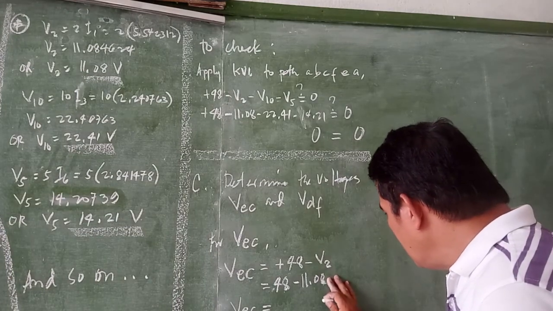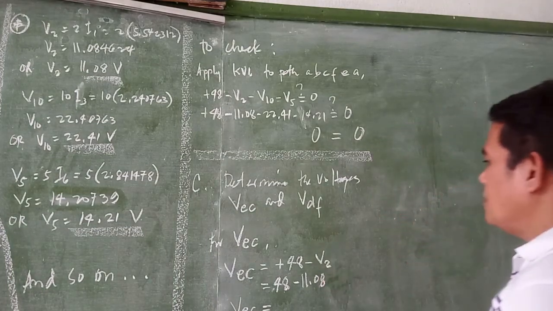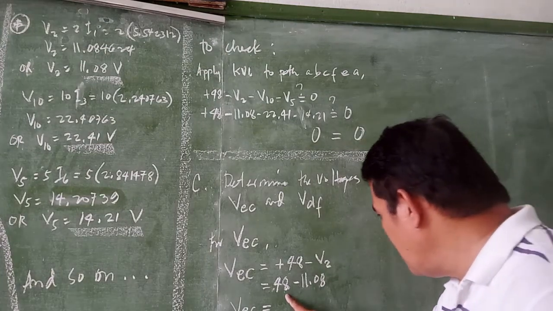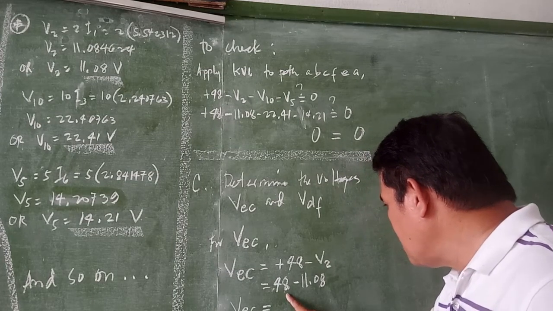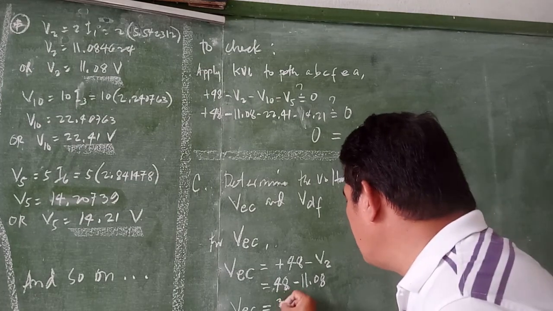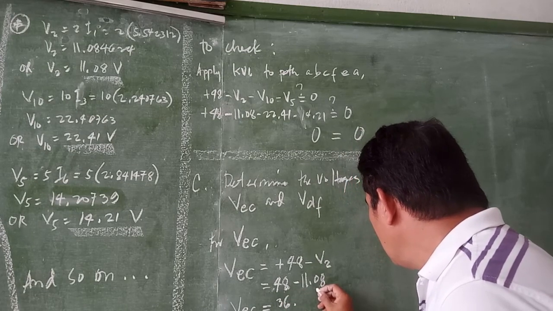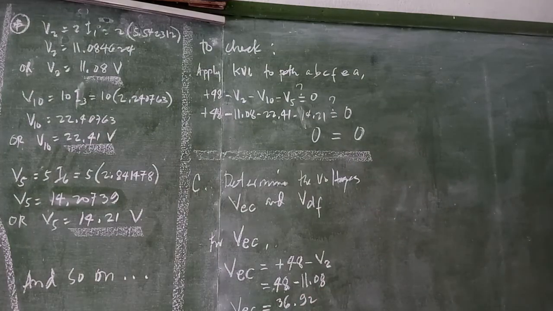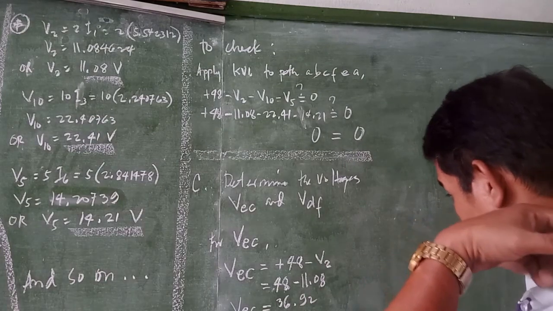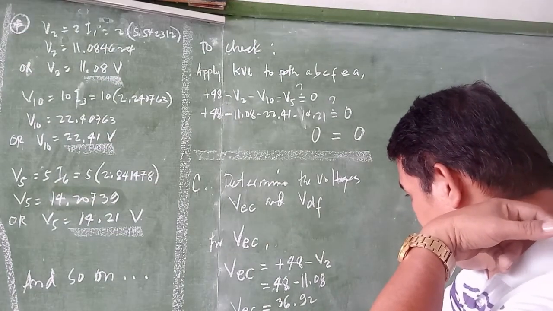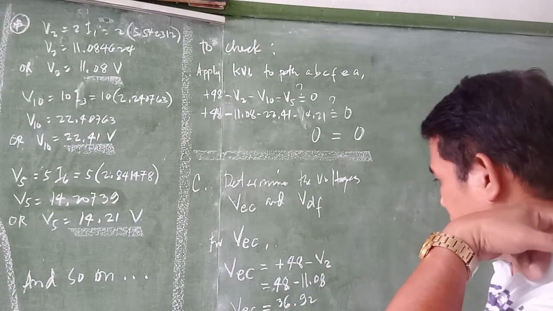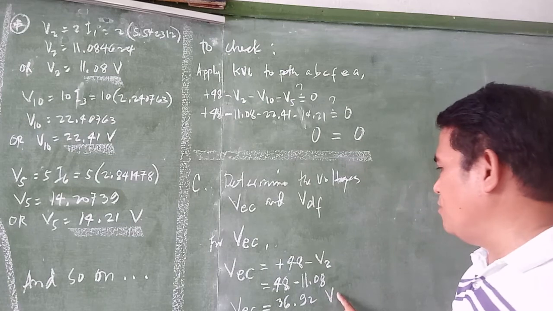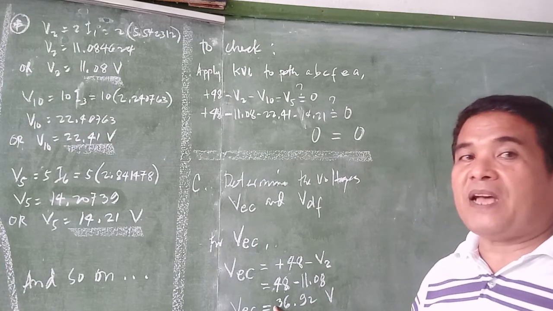48 minus, so 48 minus 11 is 37. So this is 36.92. Is that correct? 11.08, okay. This is 36.92 volts. And all you have to do is to interpret the positive sign.